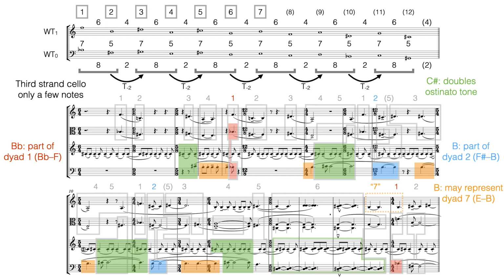Later in the passage, the cello A is a trailing reminder of dyad 4. Its D is part of dyad 6 and is heard with C sharp in both the cello and the ostinato. The cello's final F sharp is part of the final dyad of the passage, dyad number 2, the same dyad from which it derived B natural several times earlier in this passage. So the cello jumps in intermittently to offer support to the other strands.